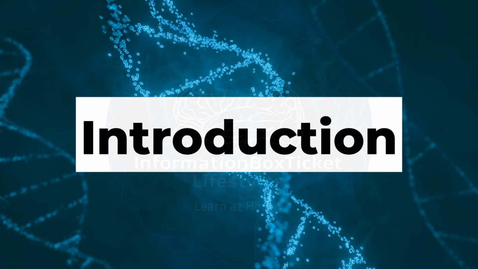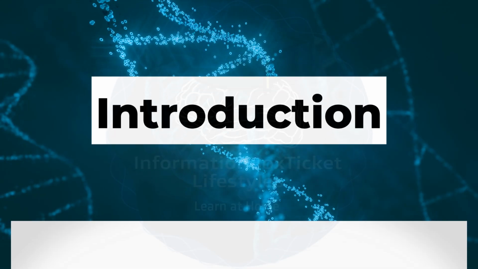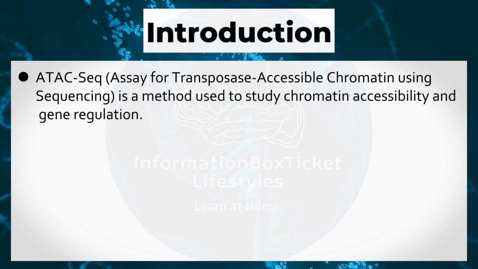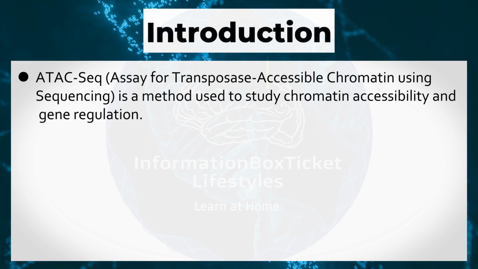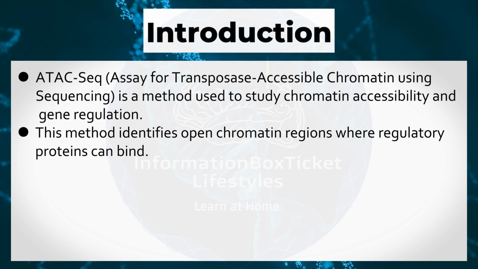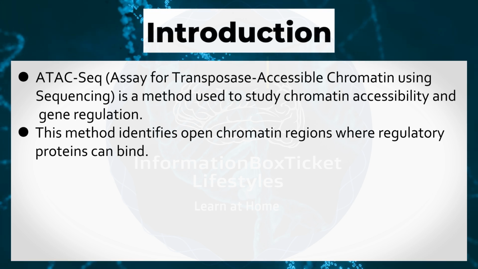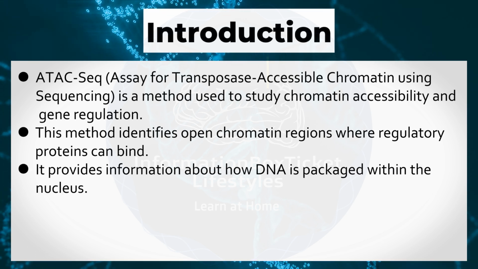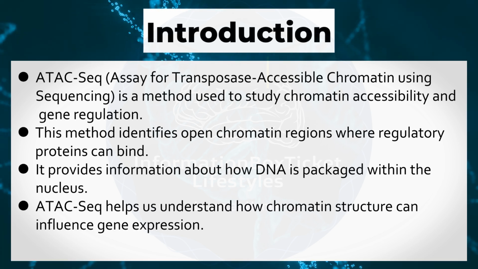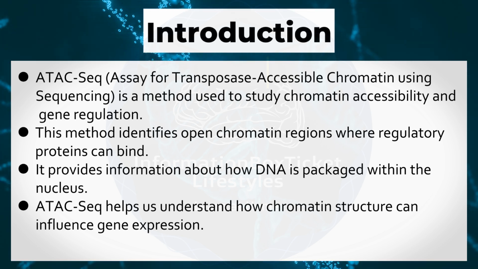Introduction to Assay for Transposase-Accessible Chromatin using sequencing. Assay for transposase-accessible chromatin using sequencing is a method used to study chromatin accessibility and gene regulation. This method identifies open chromatin regions where regulatory proteins can bind. It provides information about how DNA is packaged within the nucleus. ATAC-Seq helps us understand how chromatin structure can influence gene expression.